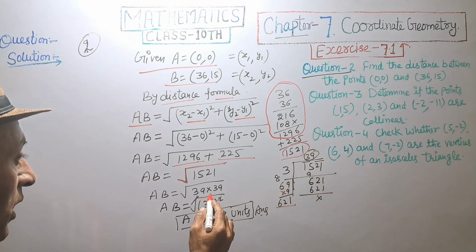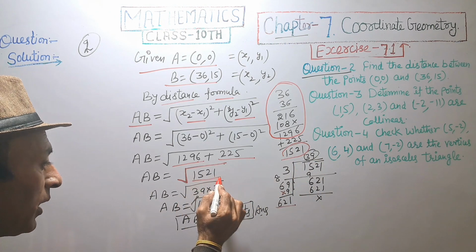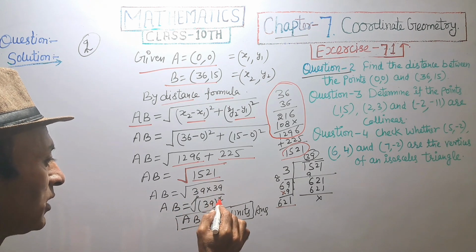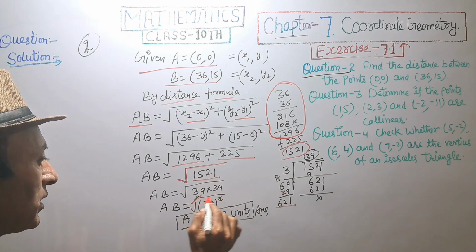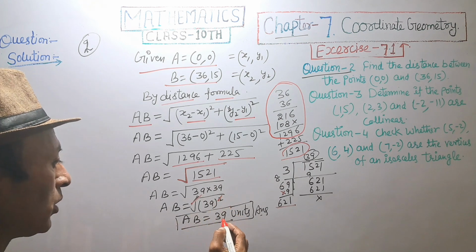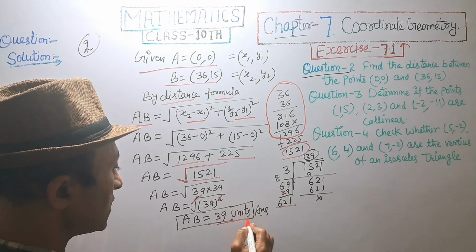So 39 square is equal to 1521. AB is equal to 39 into 39, that is 39 square. With under root and square cancel, AB is equal to 39 units. Answer.